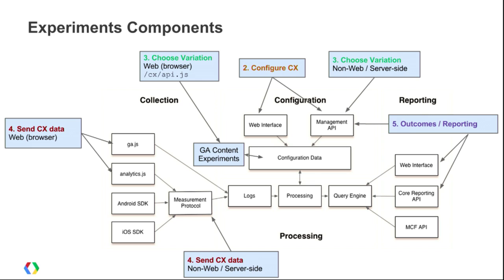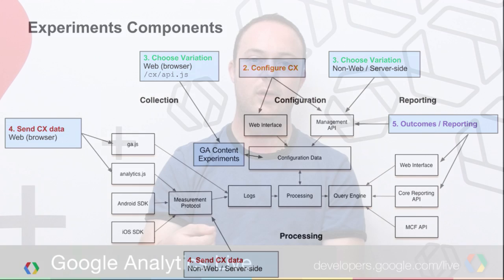And then finally, we have the outcomes or reporting. So when you look at the platform in this model, that fits in on the reporting end. And again, you can pull out data through the core reporting API. We have some dimensions and metrics exposed through the core reporting API. And then also you can obviously use the web interface to look at reports. And then from an outcome perspective, if you want to know which variations have won and the status of an experiment, that's also available through the web interface, but you can also query that through the management API.